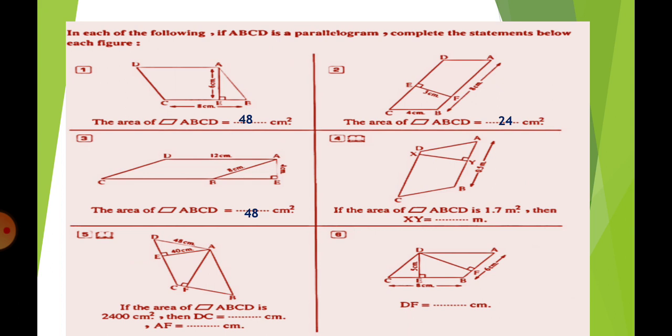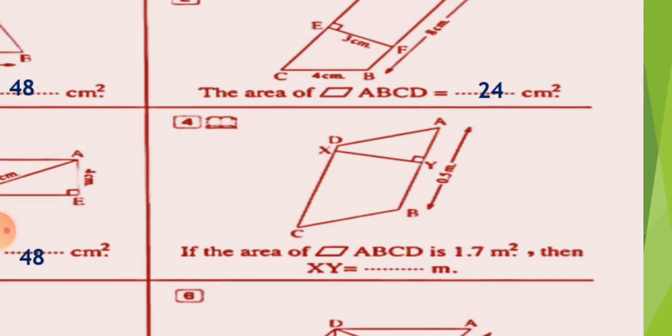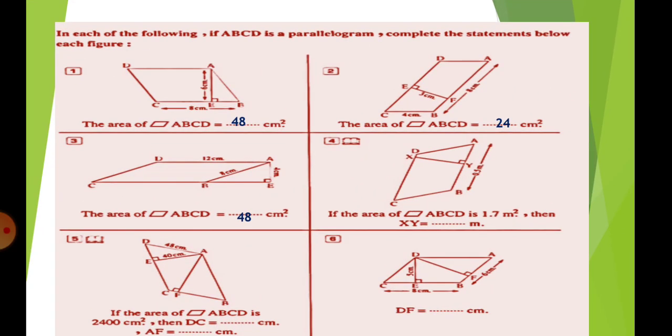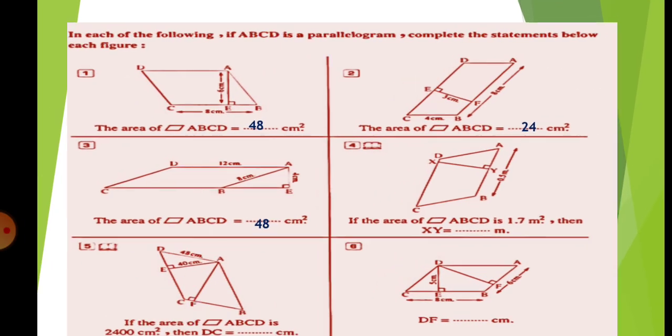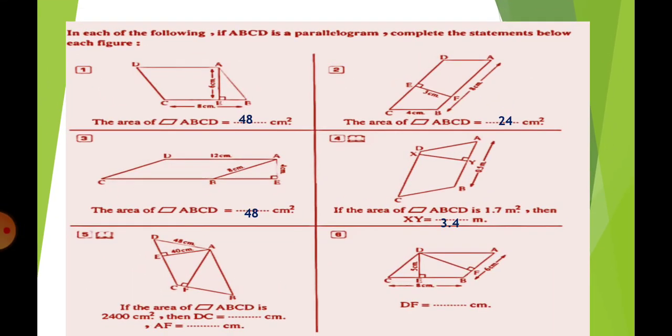XY is the height of the base AB. Then we can write XY equals area over the length of AB. Then 1.7 over 0.5 will be 3.4 centimeter.